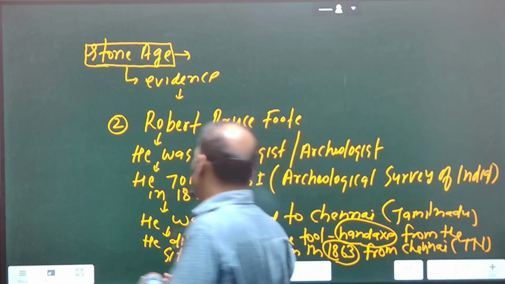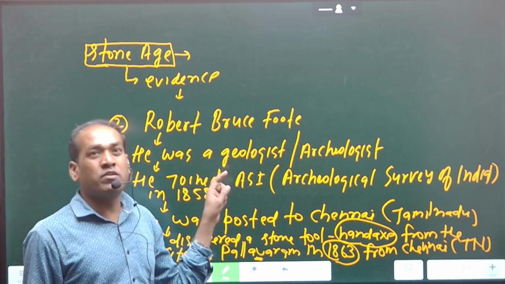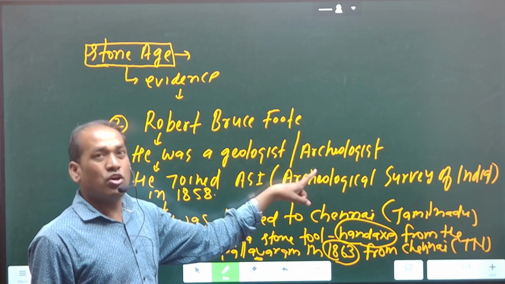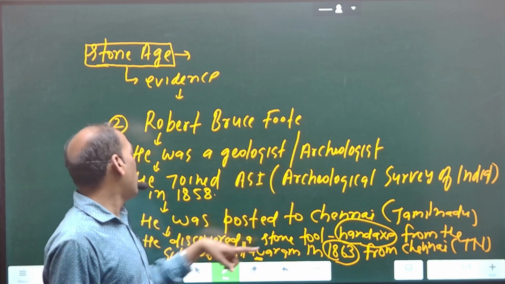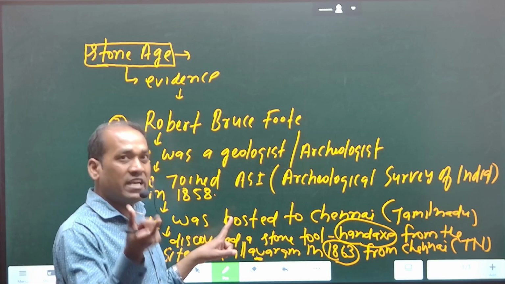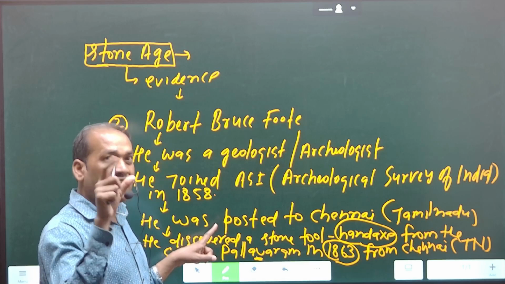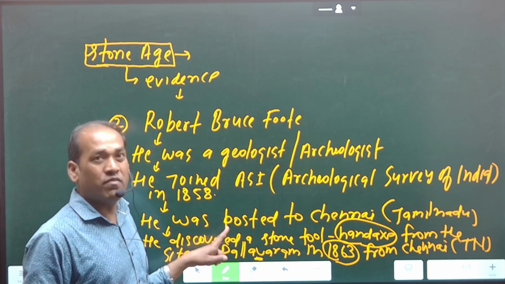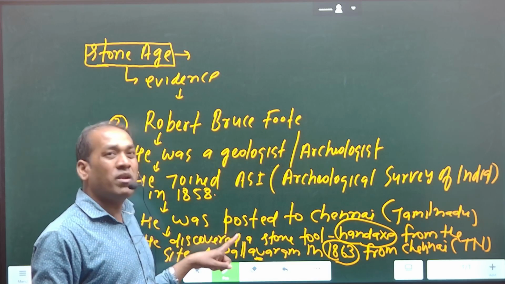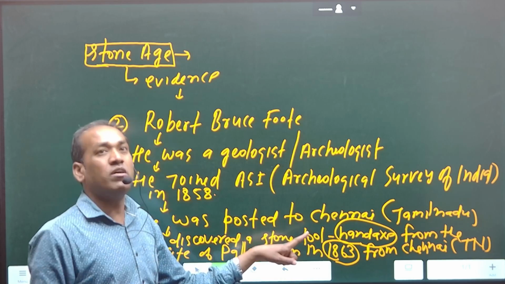Here UPSC asks who was Robert Bruce Foote? Robert Bruce Foote was an archaeologist. From which place did Robert Bruce Foote discover the hand axe? You must know that he discovered the hand axe from the site of Pallavaram. Where is this site of Pallavaram located? It is located in Chennai, or you can say Madras. Madras is the old name of Chennai.